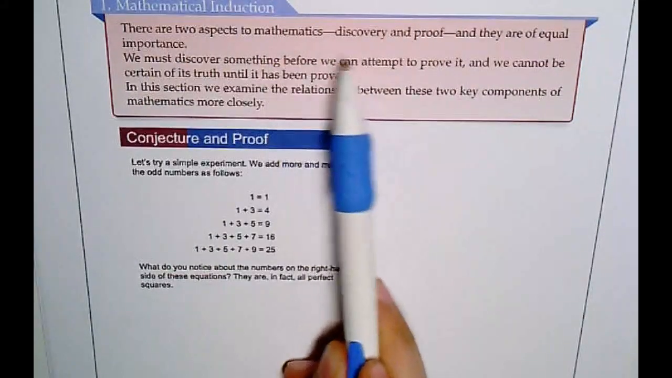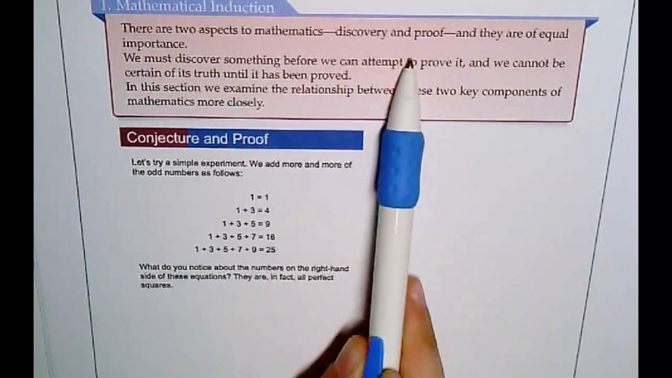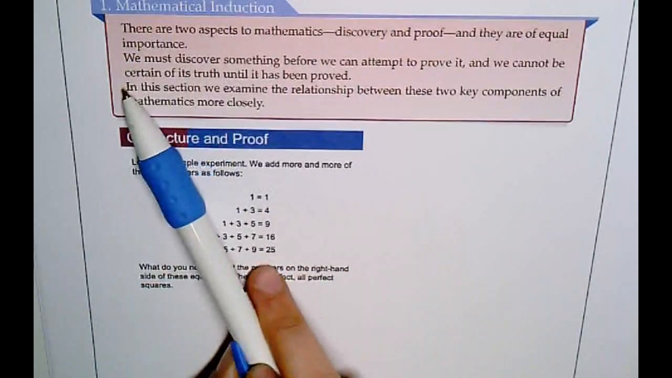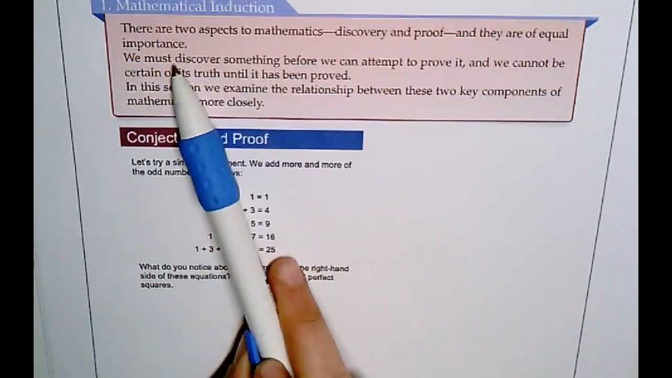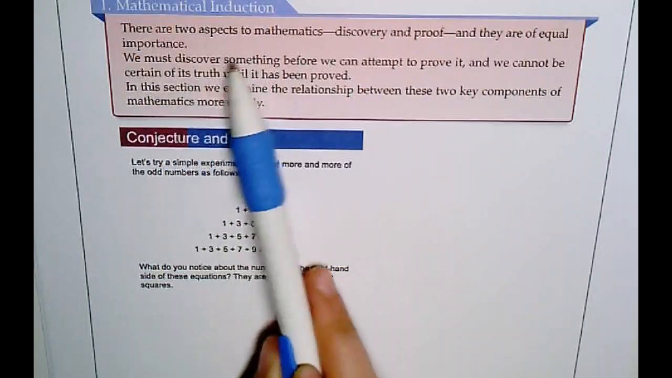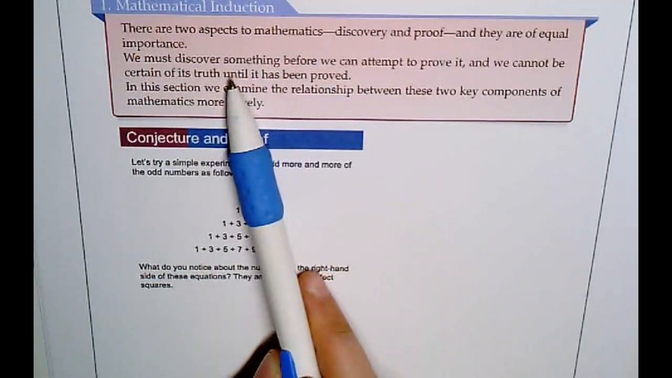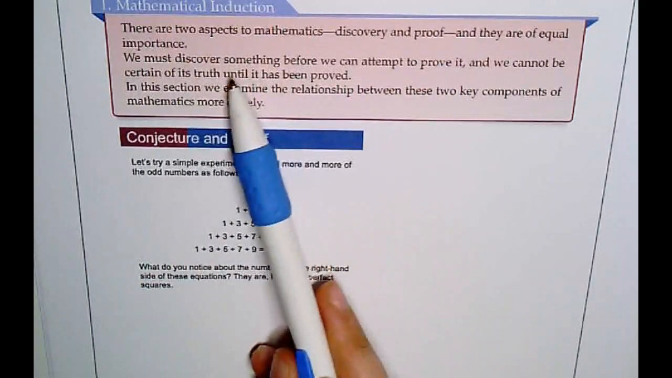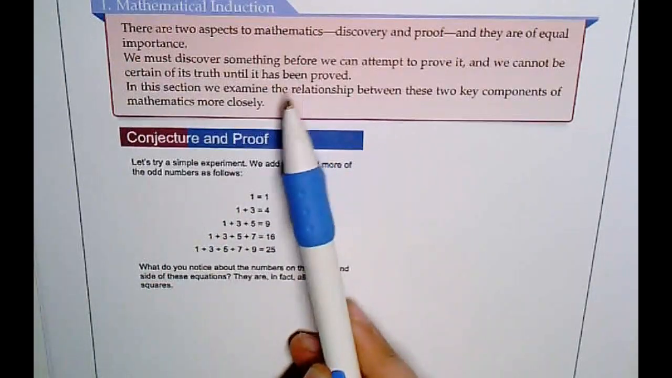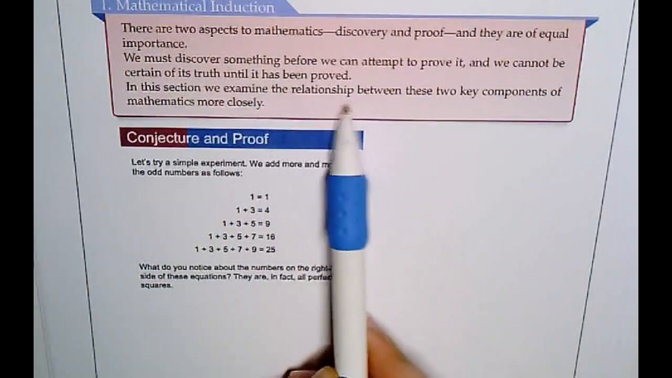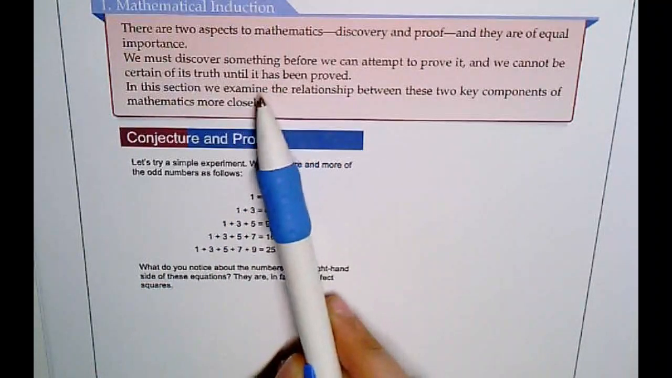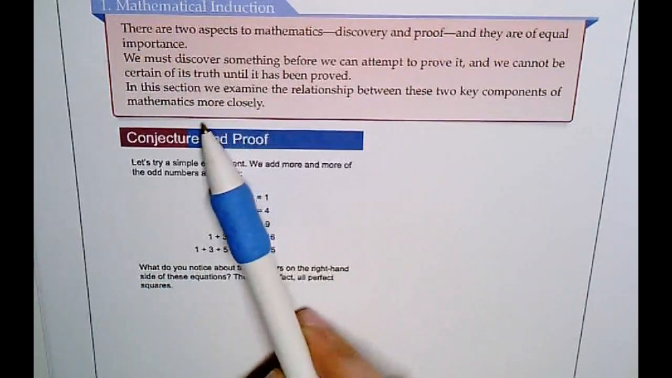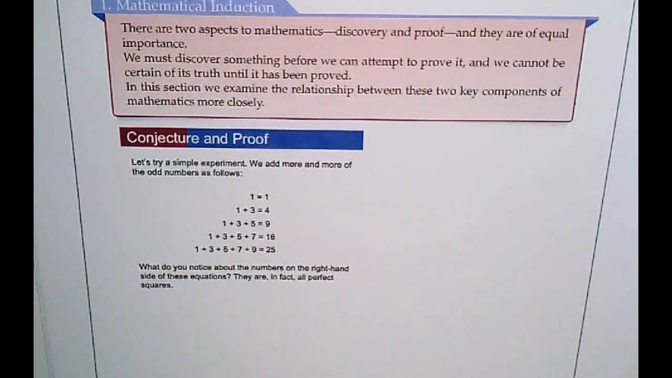There are two aspects to mathematics, discovery and proof, and they are of equal importance. Before we can prove things, we must discover them. But we cannot be certain of the truth of something that we discover until it's been proven. In this section, we examine the relationship between these two key components of mathematics, discovery and proof. Basically, we're going to go over one way of proving things, which is called mathematical induction.